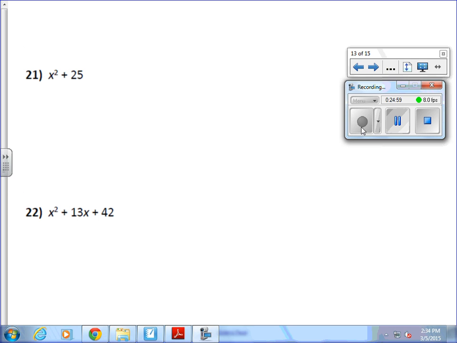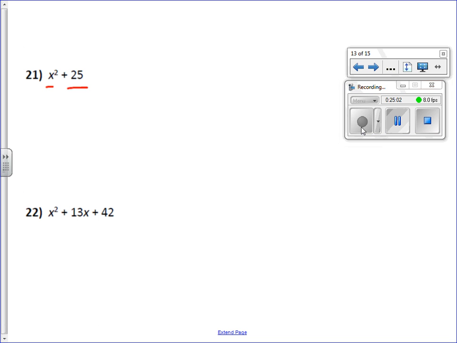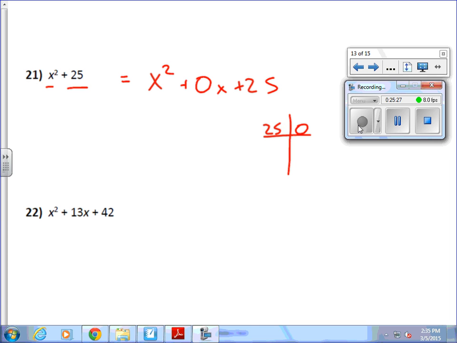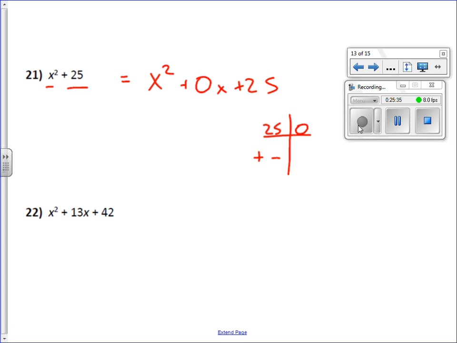Now, 21 is a sum of two perfect squares, which is going to be a little bit different. If I wrote this as x squared plus 0x plus 25, then I need two numbers that multiply together to give me 25 and add together to give me 0. The only way to get 0 when you're adding is for one of them to be positive and one of them to be negative. And if one is positive and one is negative, you'll never get a positive 25 when you multiply. So this one's going to be prime.